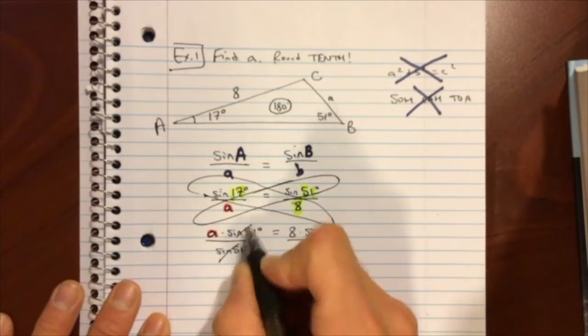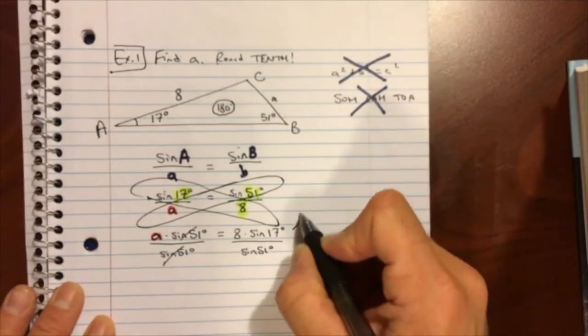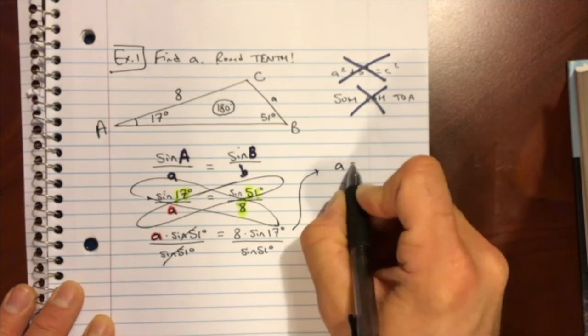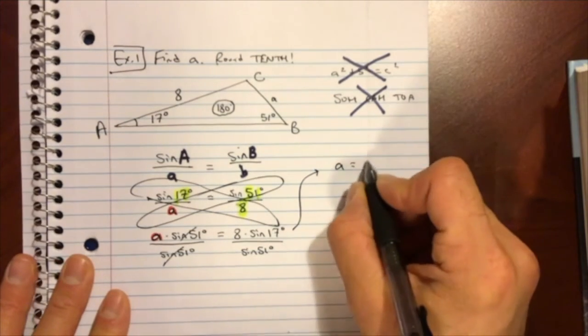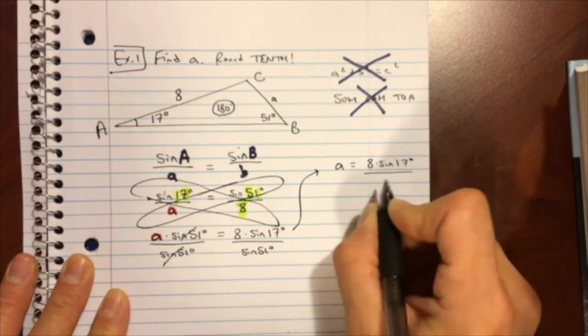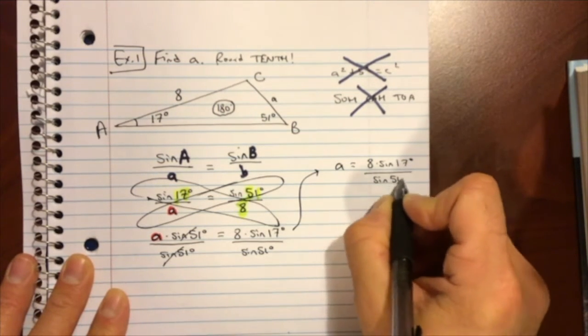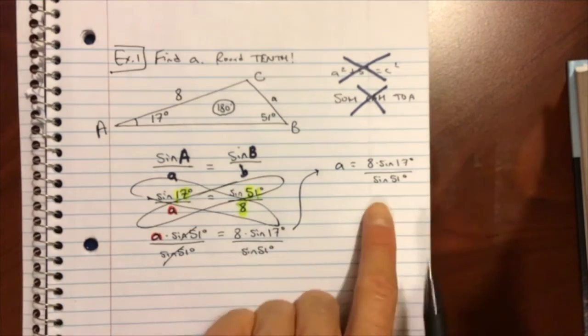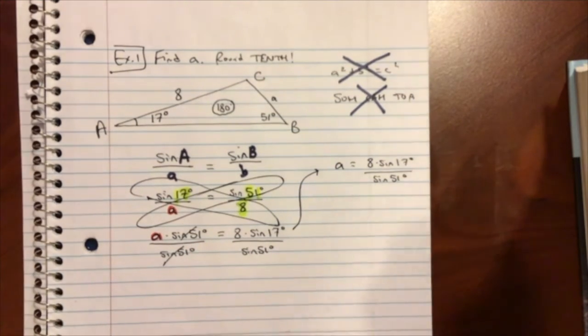Okay. Those are going to cancel. Let me come over here. I got a little extra room over here. So our A, which is what we're trying to solve for, is 8 times the sine of 17 degrees all over the sine of 51 degrees, which is everything that came from the previous step. Now, this is when you need your calculators.